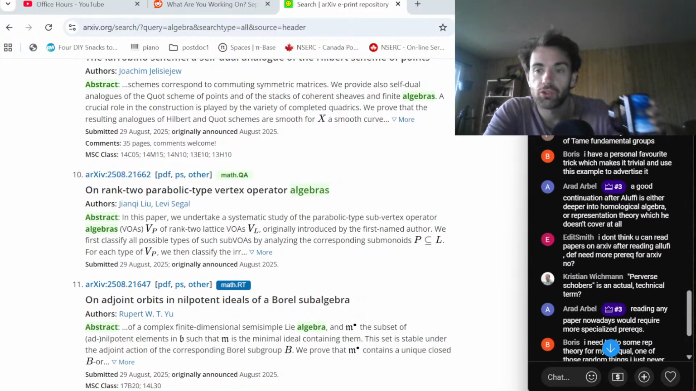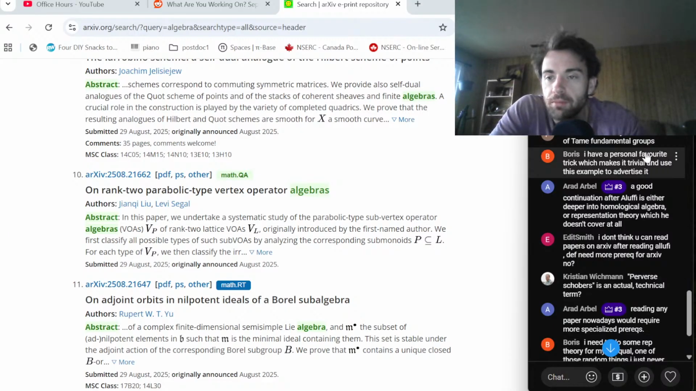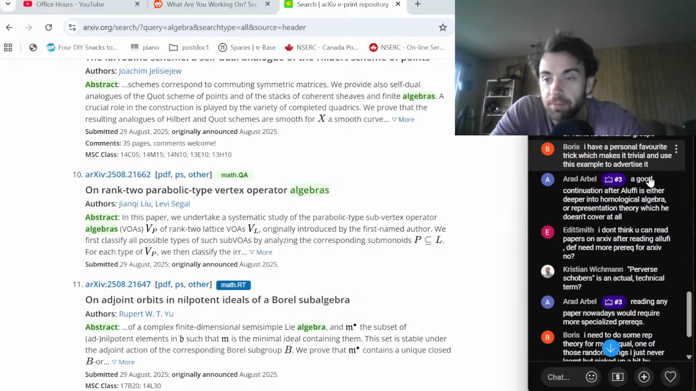I don't know uses of tame fundamental groups. You have a personal favorite trick which makes it trivial, and use this example to advertise. Okay, we might come back to it.